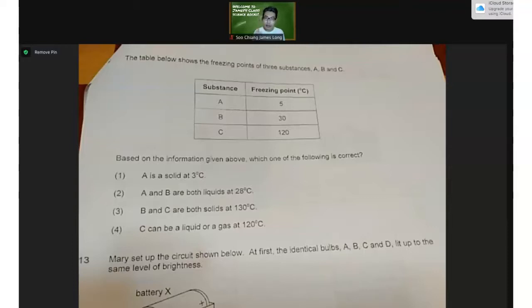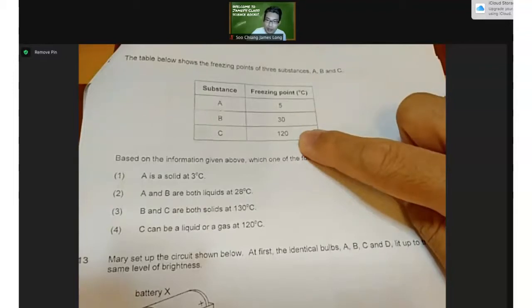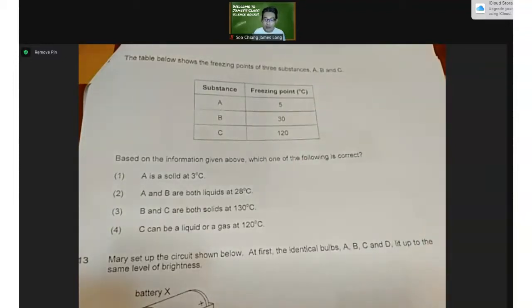Now, do remember that freezing point and melting point are exactly the same. For example, the freezing point of water is at 0 degrees Celsius. The melting point of ice is also at 0 degrees Celsius. In this case here, they give you 3 unknown substances. They're definitely not water because their freezing points are all not at 0. Okay, so we don't care what these things are. Just know that the freezing point is at 5 degrees Celsius for A, 30 degrees Celsius for B, and 120 degrees Celsius for C. Which of the following is correct?